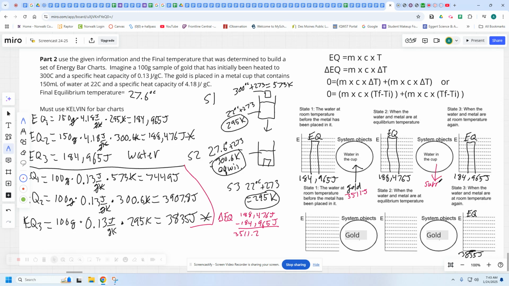So I'm just going to abbreviate surroundings with SURR dot, and I'm going to do negative 3,511. And if you wanted to find out how you got that, you can simply take the last state, state 3, minus state 2, and it should give you a negative number of approximately 3,511, as long as rounding didn't interfere too much with that. Now we need to do the same thing for the change in for the gold, from state 1 to state 2.